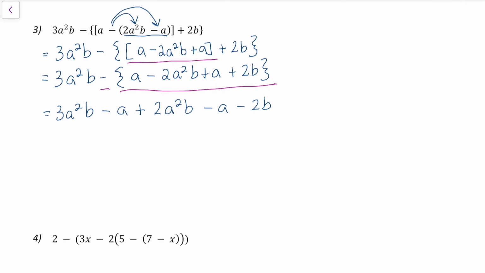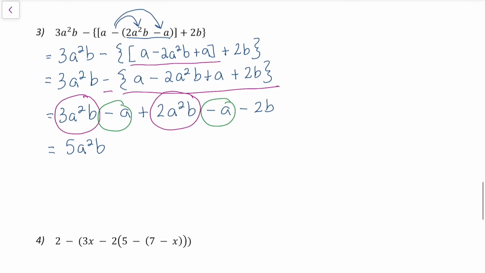So I have this 3a squared b. I have a 2a squared b, so they're both a squared b. I can combine them together, which gives me 5a squared b. Then I have a minus a and a minus a, and so I get minus 2a. And finally I'm left with this minus 2b left over by itself. So I can put that into my equation as well. Now I have nothing else that can be combined together, so I've simplified this expression.